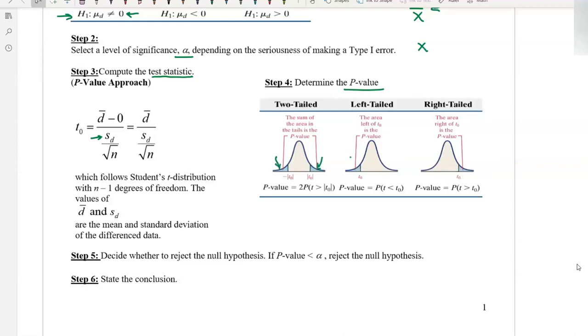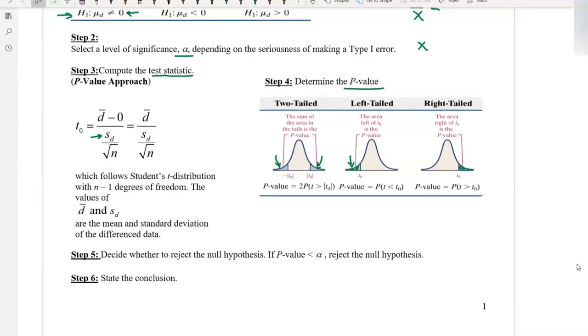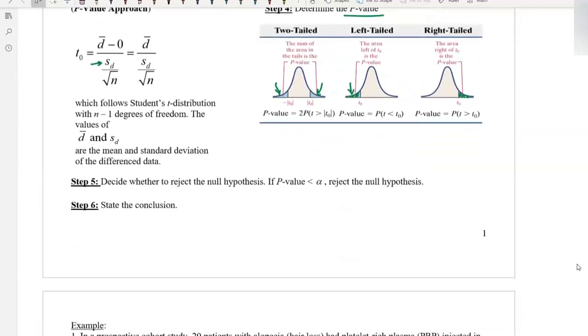For left tail is what you have here on left side. This is area that we have on left. And right tail, the answer is right tail area. Step 5. Finally, we can compare p-value with alpha. If p-value was less than alpha, meaning that we have to reject null. And step 6, state conclusion based on what you had in step 5.